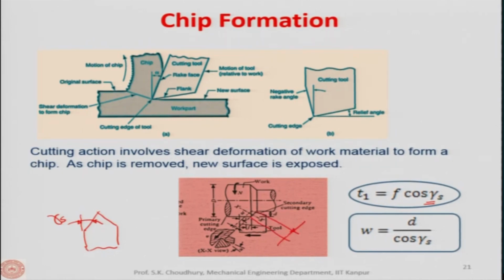So, this is the width of cut, and this width of cut can be found out from the bigger triangle. From here I am just writing this triangle. From this triangle, if you see, W, from here to here, this is the width of cut, is equal to the depth of cut, because depth of cut will be this value, divided by cos of the gamma s. Gamma s is the side cutting edge angle. So, this is the side cutting edge angle.